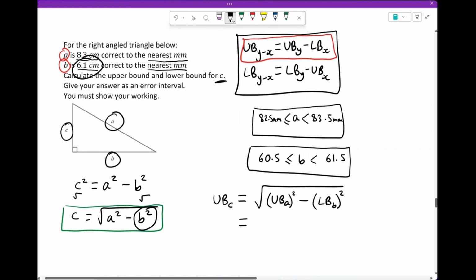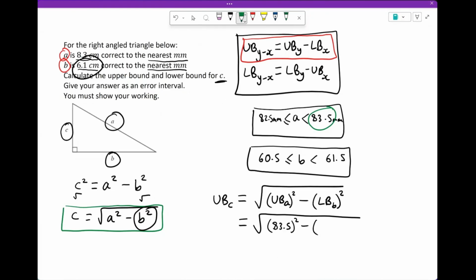So let's substitute our numbers in. So our upper bound for A would be the 83.5. So it's going to be 83.5 squared, subtract, and then my lower bound for B, so that is going to be this value here, 60.5. So it'd be 60.5 squared. And that calculation is going to give us our upper bound for C. So let's put it into the calculator. And we get 57.5, and it would be millimeters. You could convert to centimeters if you want, but I'm just going to leave it like that.